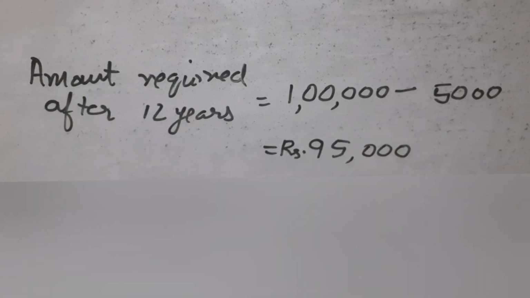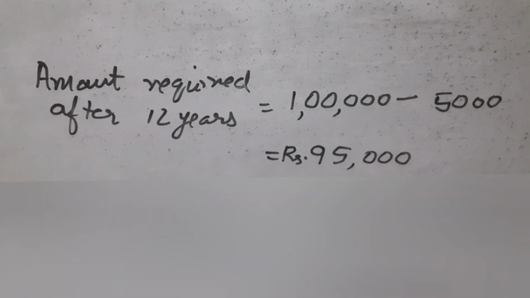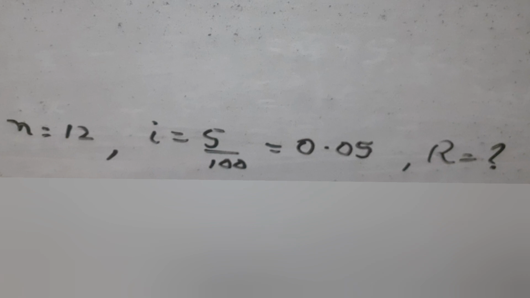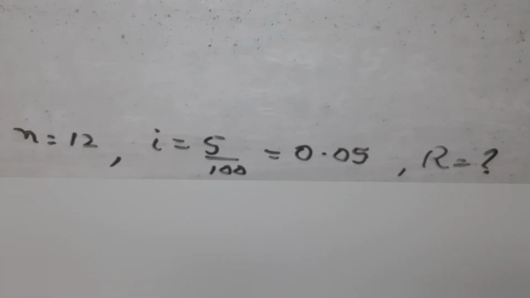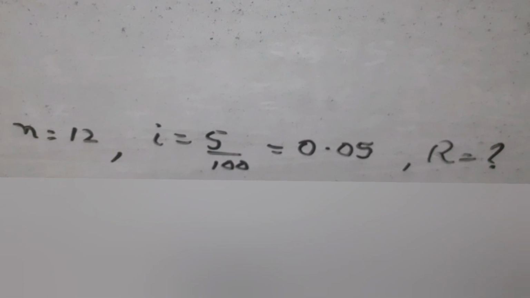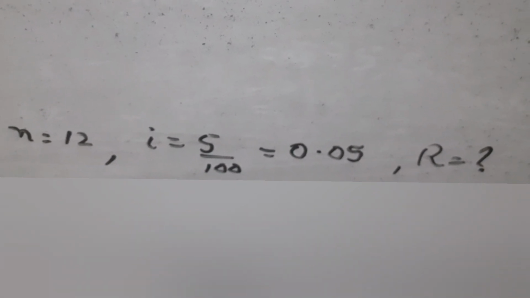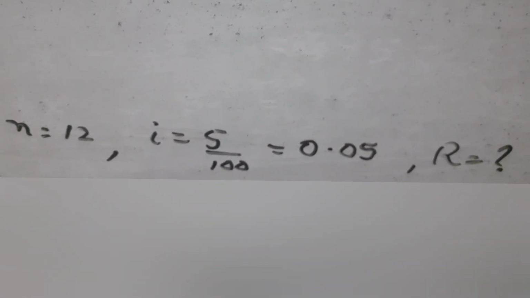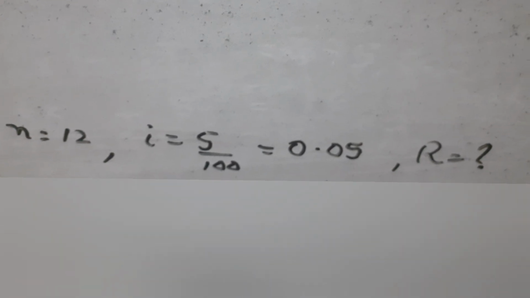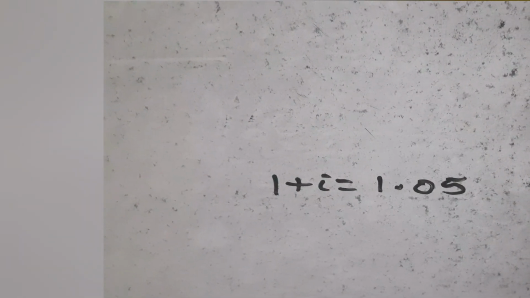Let capital R be the amount that is to be set aside at the end of each year. We have 12 years, so n equal to 12. The effective rate of interest is 5%, so I equal to 5 by 100 or 0.05. I equal to 0.05 means 1 plus I becomes 1.05.